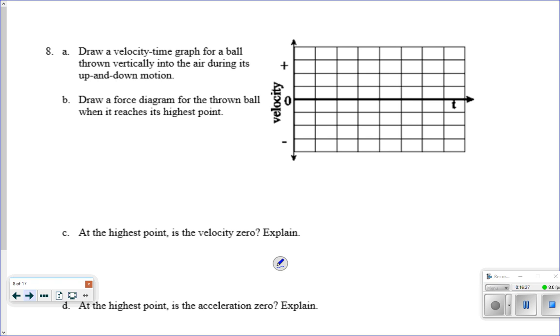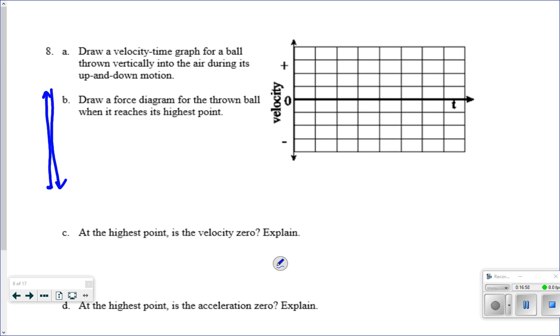All right, stick with blue for a bit. Draw the velocity time graph for a ball thrown vertically into the air during an up-down motion. So we're talking about throwing something up into the air and then having it come back down. That's exaggerated. Honestly, it doesn't even really look like that. It starts down here, goes straight up, then turns around and comes straight back down. Let's keep that in mind as we go.